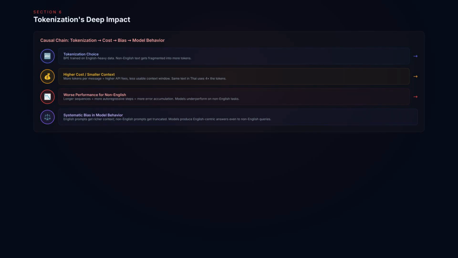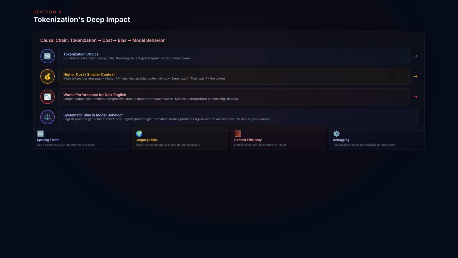This bias creates a vicious cycle. Tokens from languages other than English appear less during training, so they get weaker embeddings. Weaker embeddings mean worse model performance. Worse performance means less usage. And less usage means even less representation in future training data.